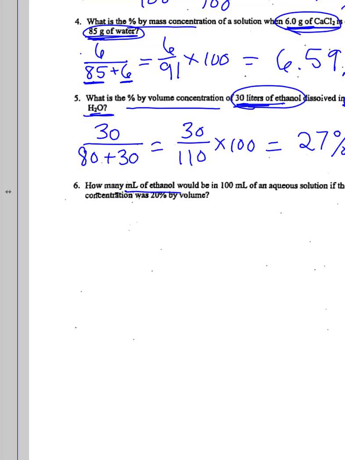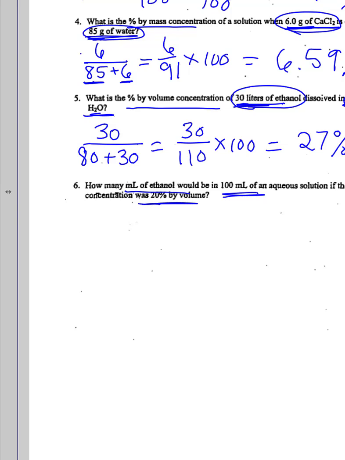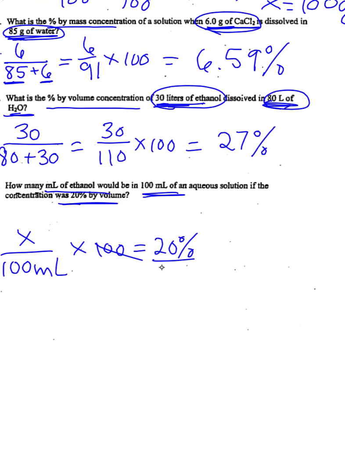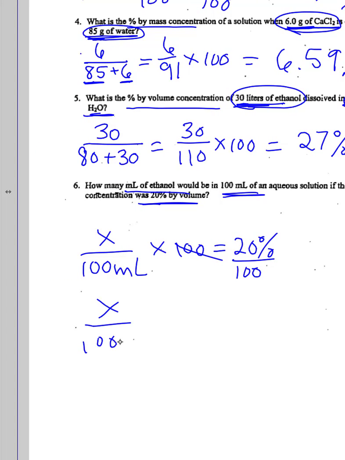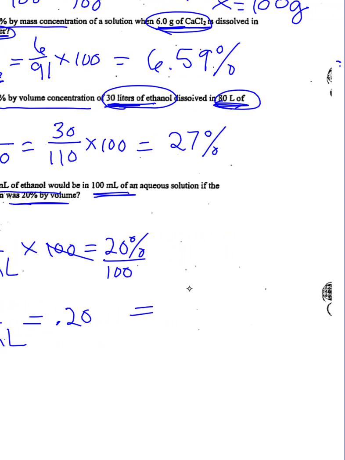Our final problem, how many milliliters of ethanol would be in 100 milliliters of an aqueous solution if the concentration was 20% by volume? So I'm wanting to solve for my amount of solute here. So my amount of solution is 100 milliliters. So I have X over 100 milliliters times 100 equals 20%. I am going to divide both sides by 100 to get rid of that. So that means that X equals 100 milliliters times 0.20, which when we cross multiply to solve means that our solution is 20 grams.